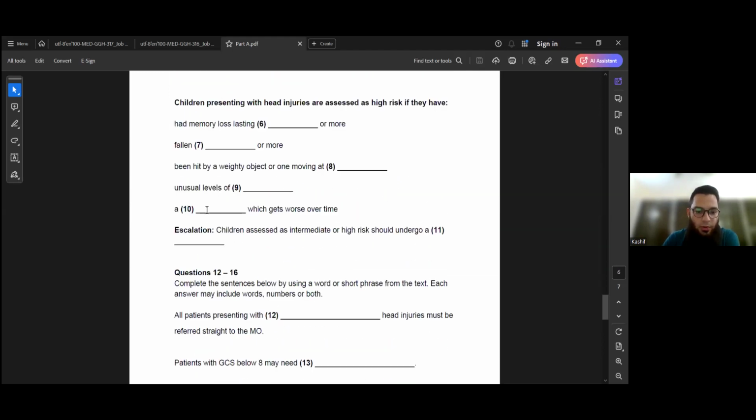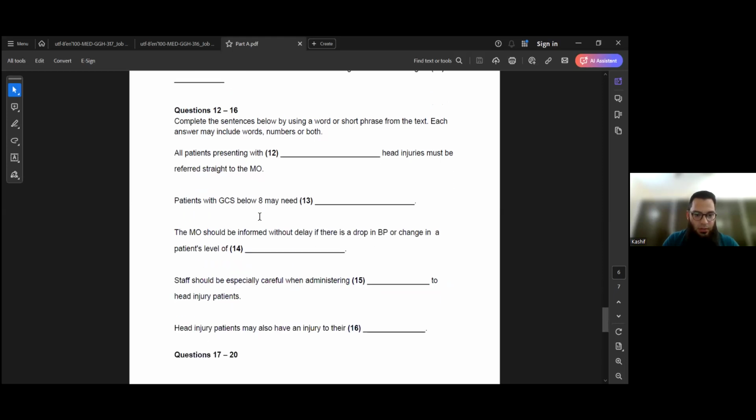Okay, now the 10th part is unusual levels of drowsiness, a dash which gets worse over time. What is 10? It is headache. Headache which gets worse over time. And children assessed as intermediate or high risk should undergo what? CT scan. Okay, now questions 12 to 16 are, let me scroll on.